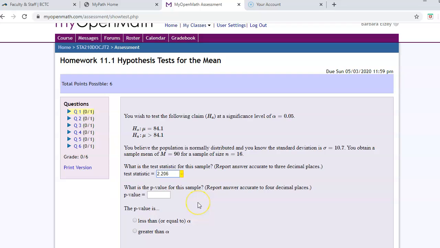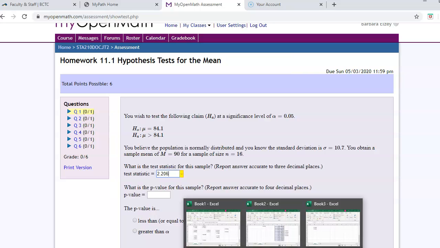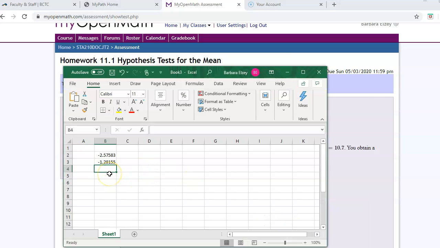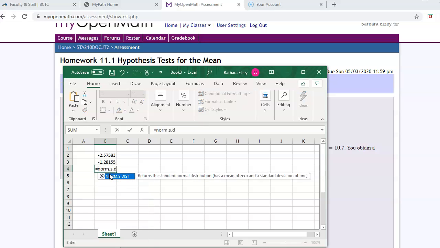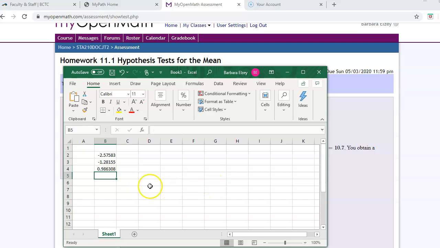2.206. Now, what's the p-value for this sample? Let's remember this is a greater than. So we're going to look this up in Excel, but to find a probability for greater than, we have to subtract from 1. If this had been a less than, all we would have had to do was report what we're going to get in Excel. Since it's greater than, we're going to subtract it from 1. So I'm going to do equals norm.s.dist of 2.206, true, and I get this decimal, and I'm going to copy it and paste it.